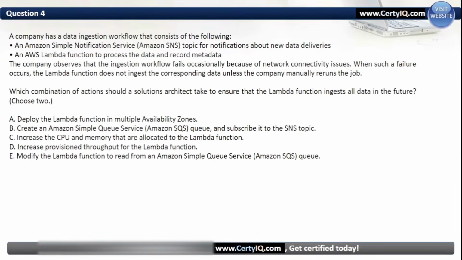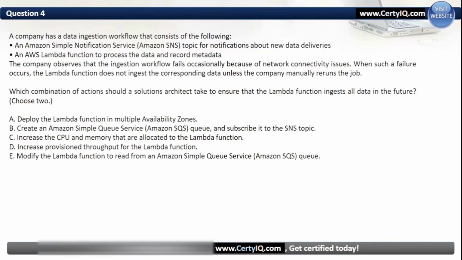Question 4. A company has a data ingestion workflow that consists of the following: an Amazon Simple Notification Service topic for notifications about new data deliveries, and an AWS Lambda function to process the data and record metadata. The company observes that the ingestion workflow fails occasionally because of network connectivity issues. When such a failure occurs, the Lambda function does not ingest the corresponding data unless the company manually reruns the job. Which combination of actions should a solutions architect take to ensure that the Lambda function ingests all data in the future? Choose 2. Our options are A.